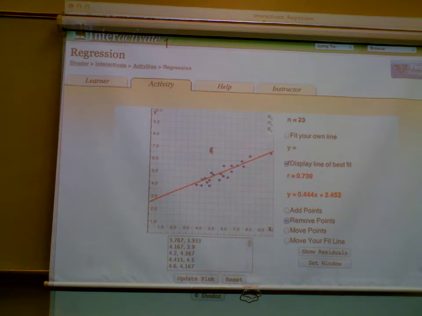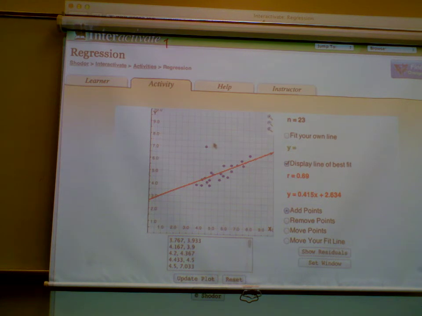So let's see what happens. I'm going to remove this point. Watch our R value. Watch the line change. Slope's 0.44. Let's see what happens. Remove. See how the slope slid down? The R value went up. Does that make sense? Now I'm going to put that point back in. There it is. Maybe not in the exact same spot.